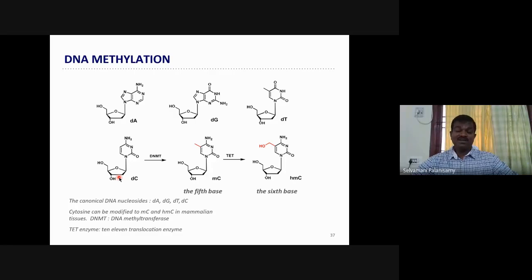But due to the epigenetic processes, we are getting the fifth base and the sixth base. These two bases mixed with the normal DNA cause all sorts of unwanted activities. Now these are the enzymes which promote this reaction, DNMT and TET. If we could block these enzymes, then the conversion to the fifth base and the biosynthesis of the sixth base could be prevented. TET is the ten-eleven translocation enzyme, and DNMT is the DNA methyltransferase.